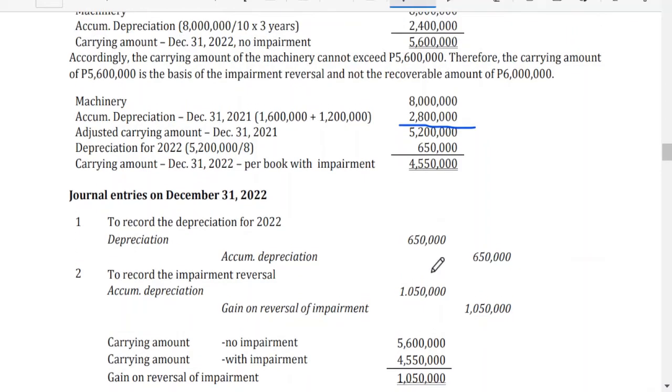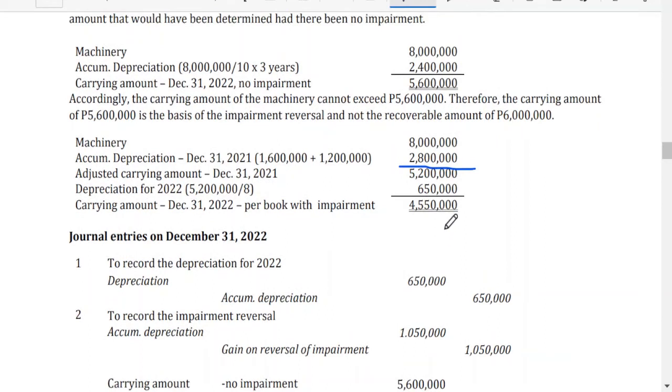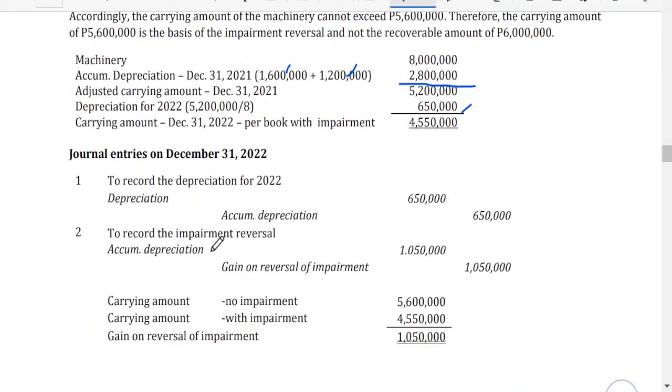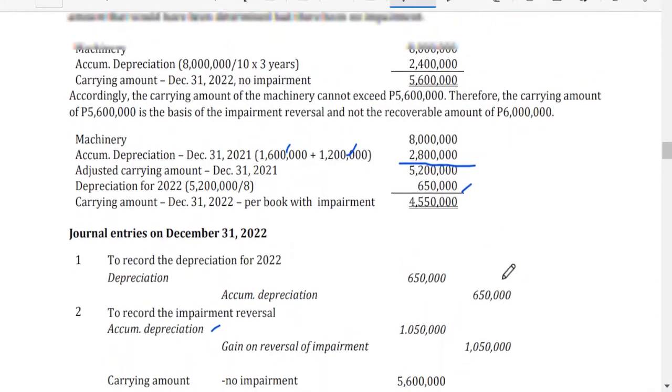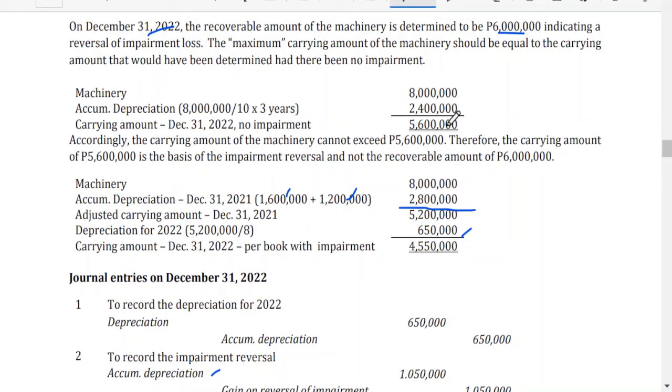In effect, what will happen to our accumulated depreciation? Our accumulated depreciation now would be 1,600,000 plus 1,200,000, so 2,800,000 plus 650,000. That's 3,450,000. Then minus 1,050,000 because that's a debit. So our accumulated depreciation now is 2,400,000. And deduct that from 8 million, your carrying amount would be 5,600,000. So the accumulated depreciation is updated, and it becomes the accumulated depreciation had no impairment been recognized.